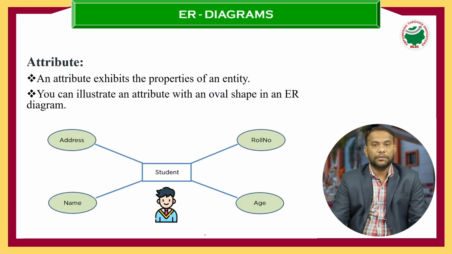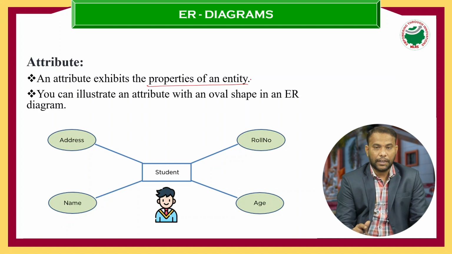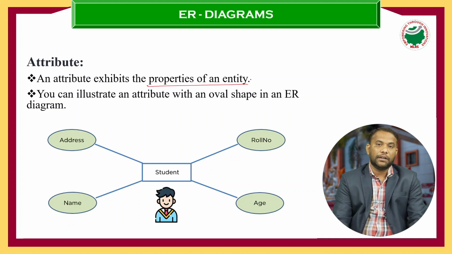Next component of ER diagram is attributes. An attribute exhibits the properties of an entity. So what is meant by properties of an entity? For example, if you take a student, what are the properties we'll have for the student? Like student name, roll number, phone number, age, branch.